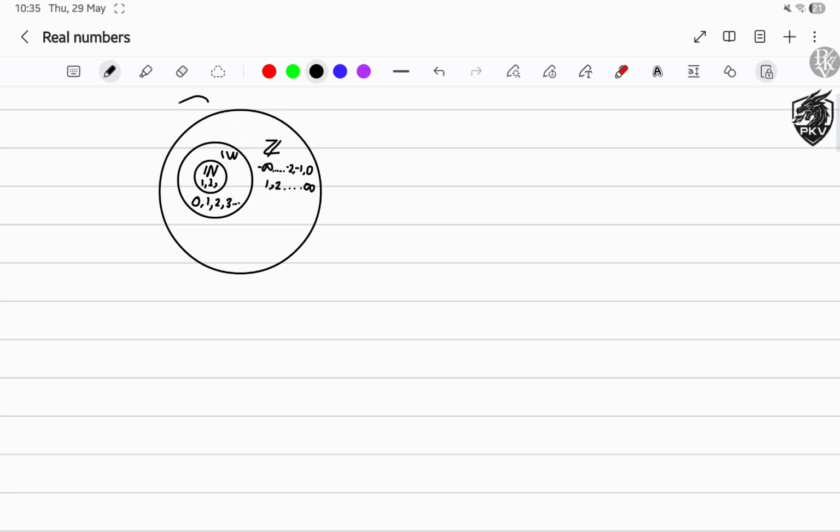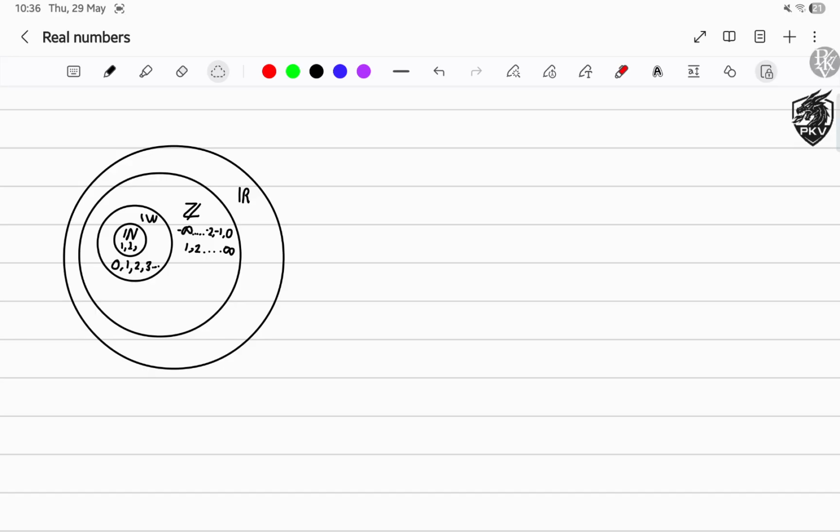And then we covered rational numbers last year, and we said that rational numbers are all those numbers which can be expressed in the form of p by q, where p and q are integers. This means belongs to integers. Okay, so p and q are integers and q not equal to 0.